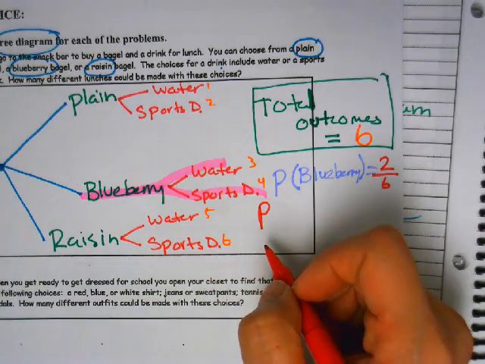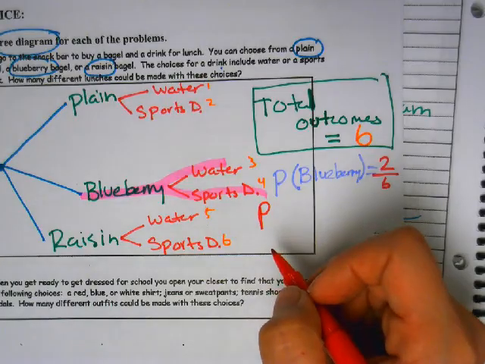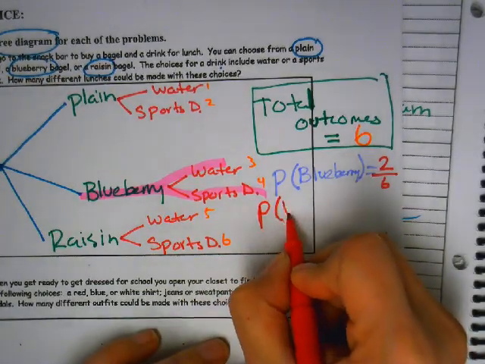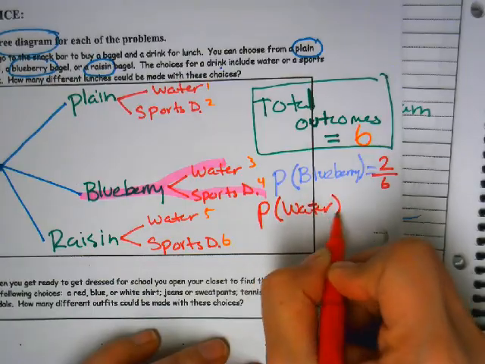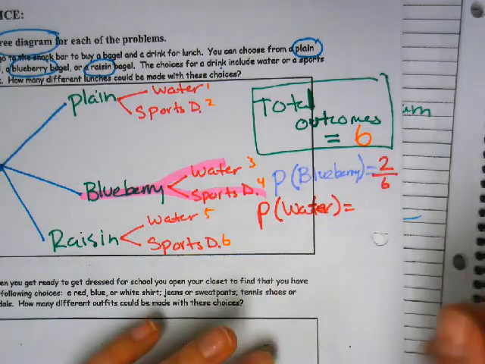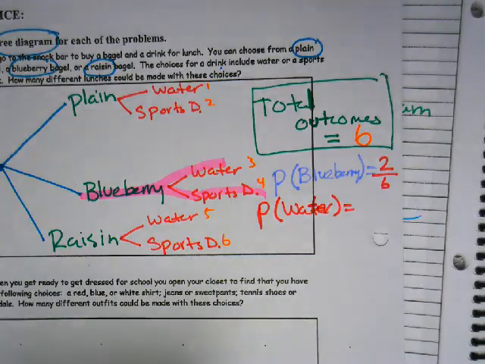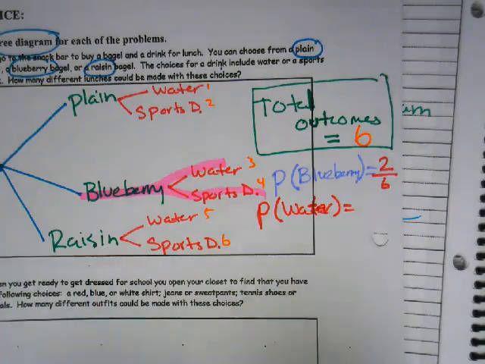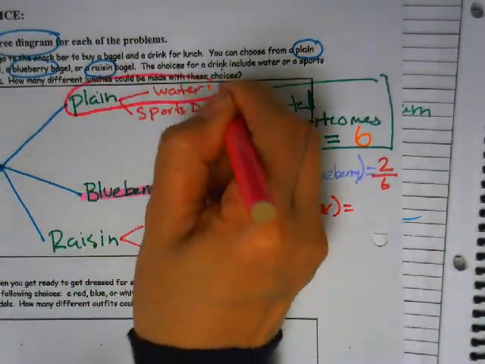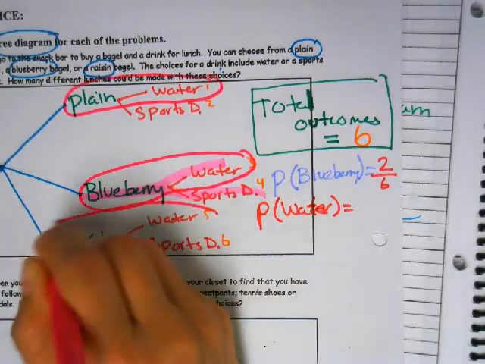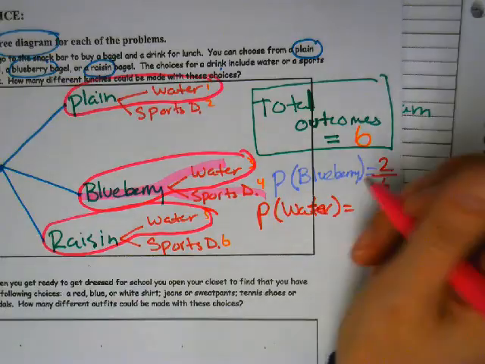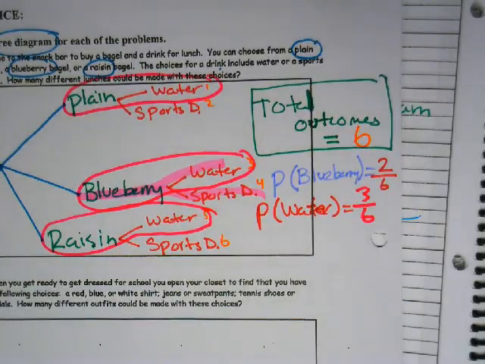Okay, I want to know, the next person I ask, don't answer this. I'm going to ask Emily. Emily, don't tell me, what would you like? A water or a sports drink? Think about it. What's the probability that Emily is going to choose something with water? How many times is there water? 3. So water would be 1, 2, 3. I didn't ask her about the bagel, I asked her about the water. How many times do I see water? 3 out of 6. Does that make sense?